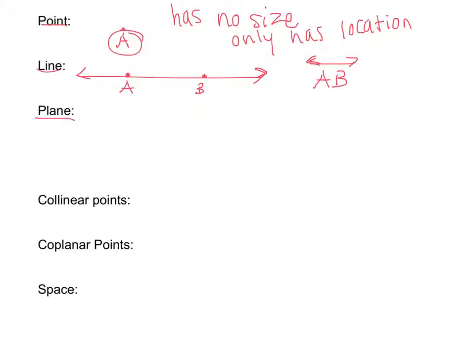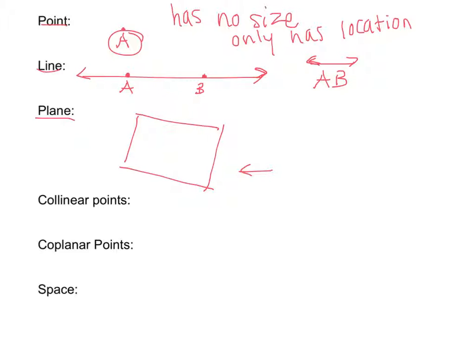A plane is a flat surface that extends forever. It has no thickness, but it has infinite both length and width, and it's represented by a figure kind of like this, even though that's only going to be a small part of a plane, since it would extend forever.